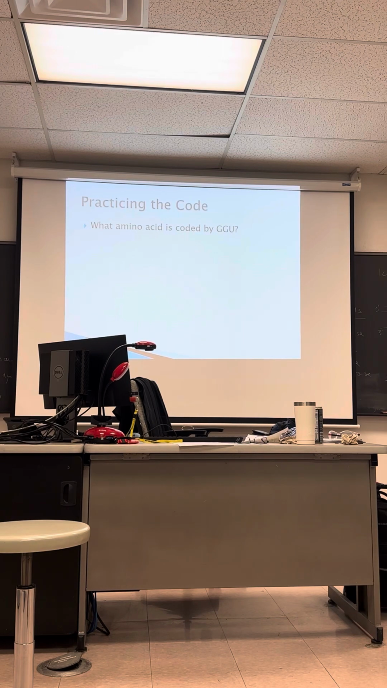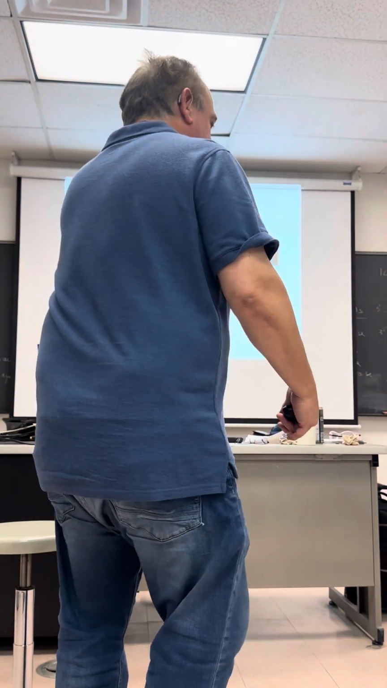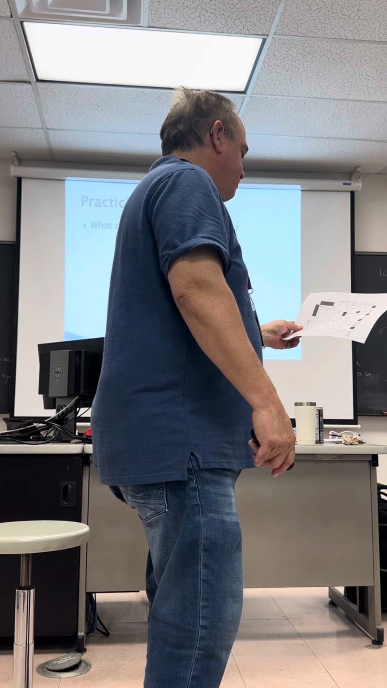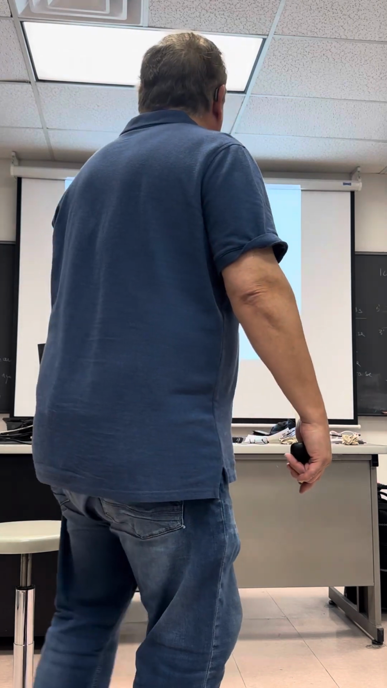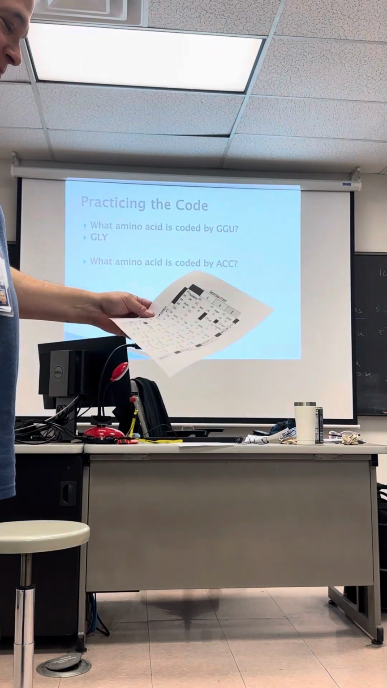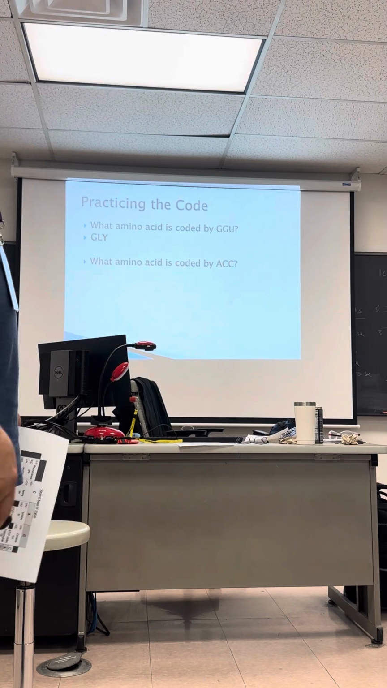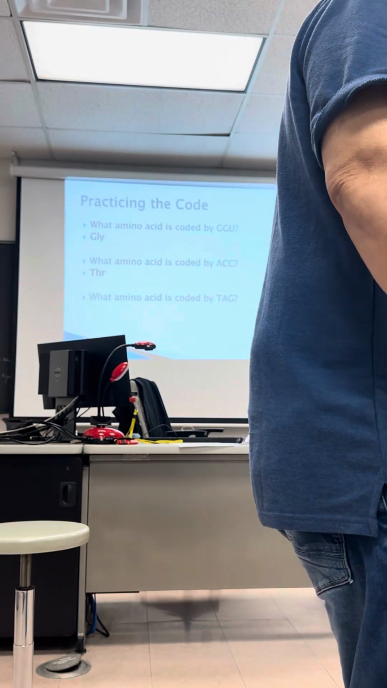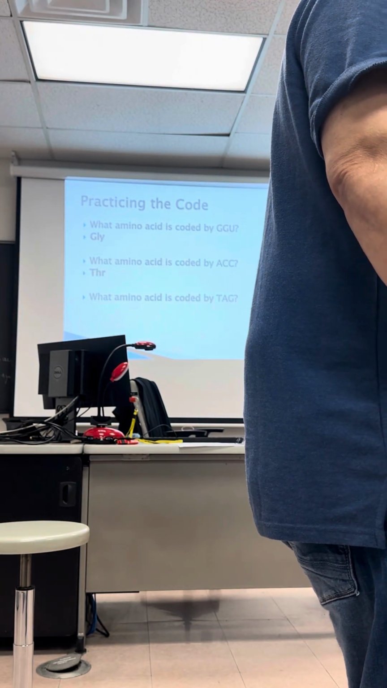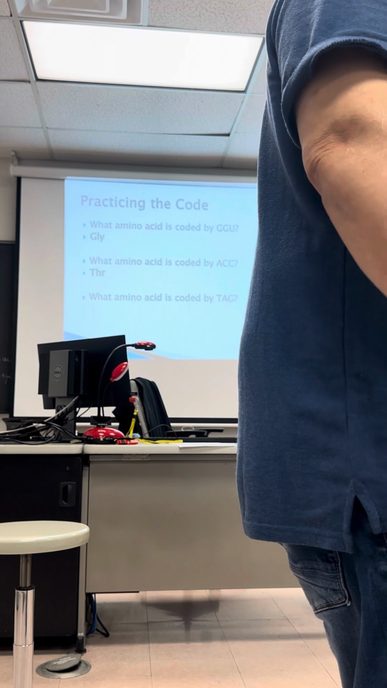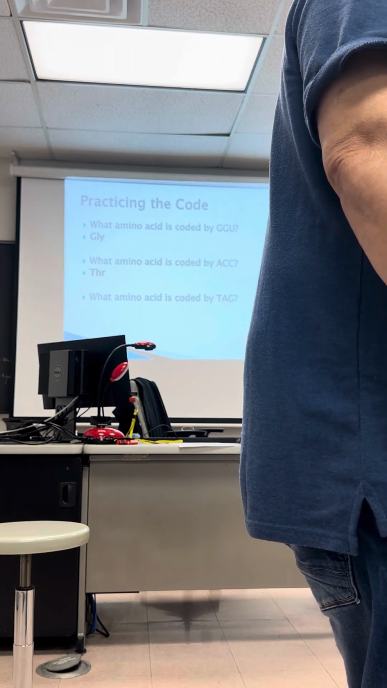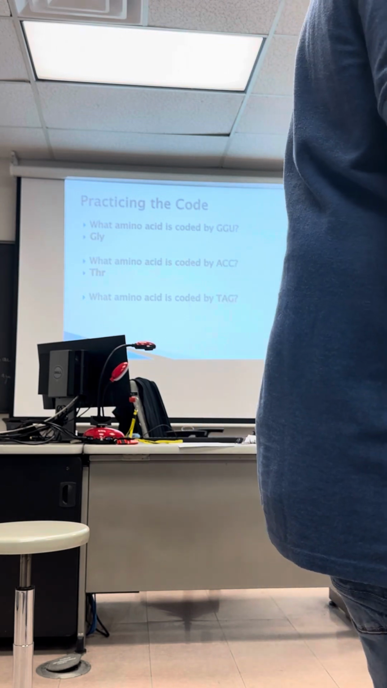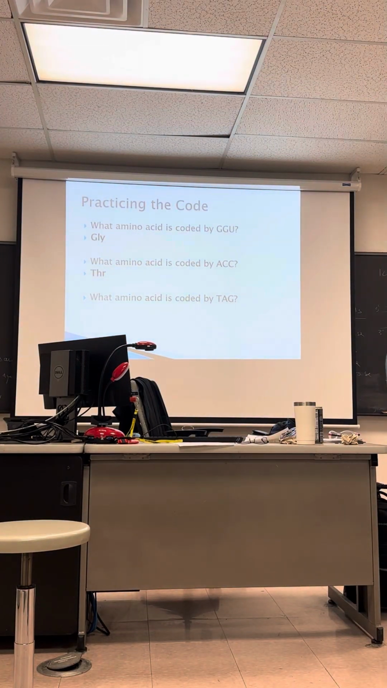Okay? All right, so GGU stands for what? Use your codon chart, tell me. GGU. Glycine. Very good. What about ACC? Oh, you already did this one. What about TAG? Why isn't it on there, Kimmy? That is exactly right. There are no T's in RNA.